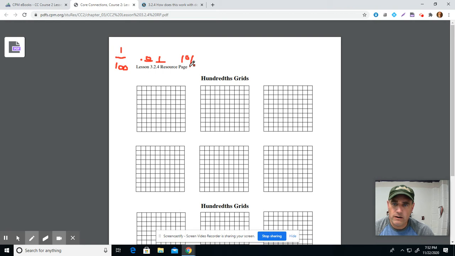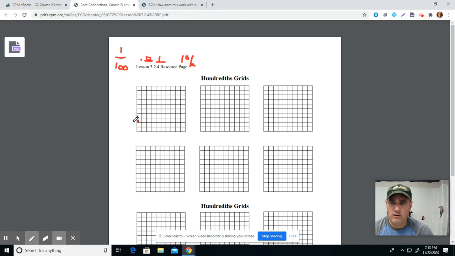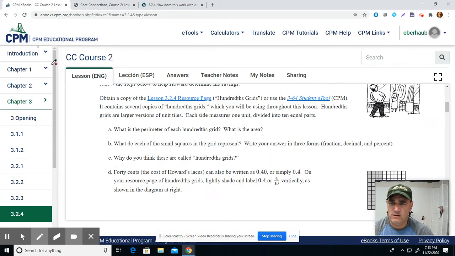So each square is 1 out of 100 as a fraction, 1/100th. Each square is 1/100th because it's 1 out of 100, which would be 1% of the squares because there are 100 squares. So one of them would be 1 out of 100, which is what percent means, out of 100. Next question. Why do you think they're called hundredths grids? Well, I think they're called hundredths grids because each of these grids has 100 squares in it. Hopefully it makes a little bit of sense.